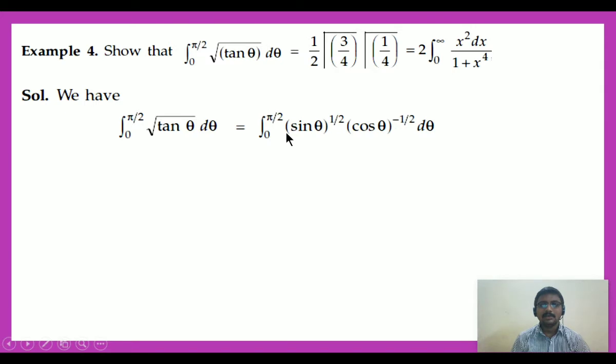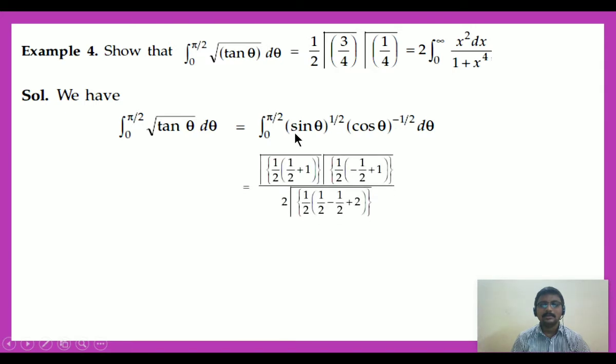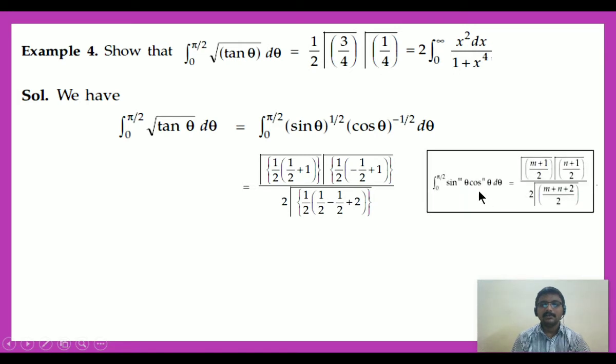Now it looks like integral 0 to pi by 2 sine power m theta cos power n theta d theta. So we will have a formula, that is integral 0 to pi by 2 sine power m theta cos power n theta d theta is gamma of m plus 1 by 2 into gamma of n plus 1 by 2 upon 2 into gamma of m plus n plus 2 by 2. So replacing the m value and n value.